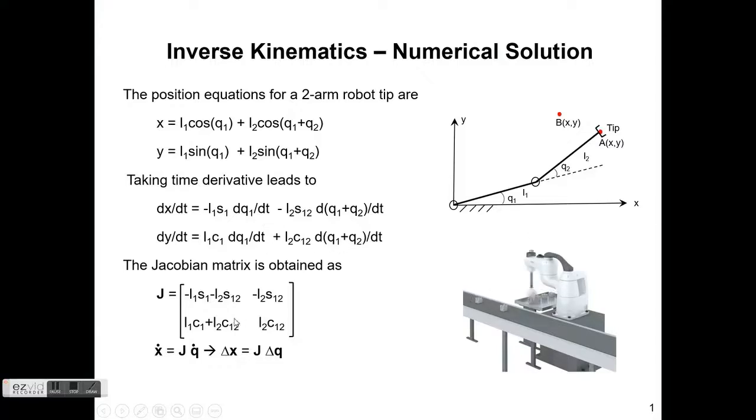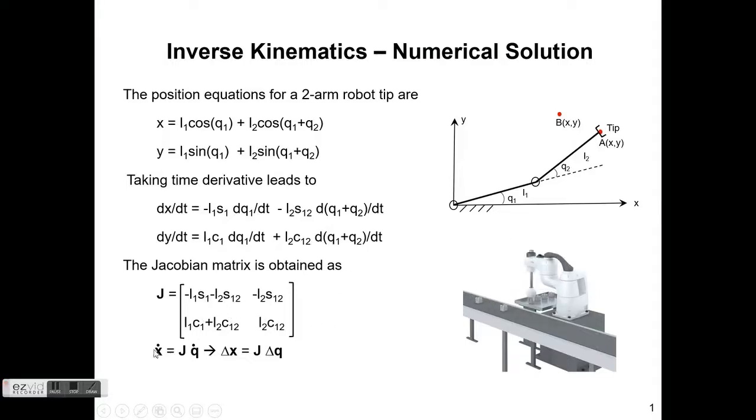So then from there, you can extract what they call the Jacobian. The term associated with dot Q1 will be here. And the term associated with only dot Q2 will be this term here. And for y dot, the term associated with dot Q1 will be this term here. And the other term will be associated with dot Q2.